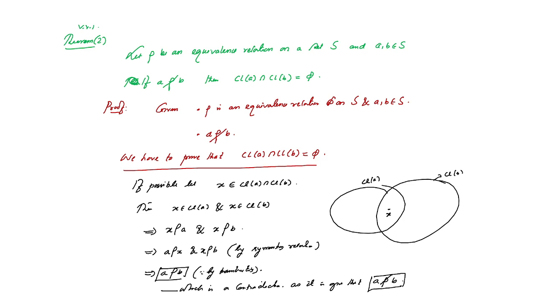So why does the contradiction appear here? Because we have taken one element from both class A and class B, so this assumption is basically wrong. So what is true? Class A intersection class B equals phi. So therefore, class A intersection class B is phi if A is not related to B. Okay. So this theorem is proved.